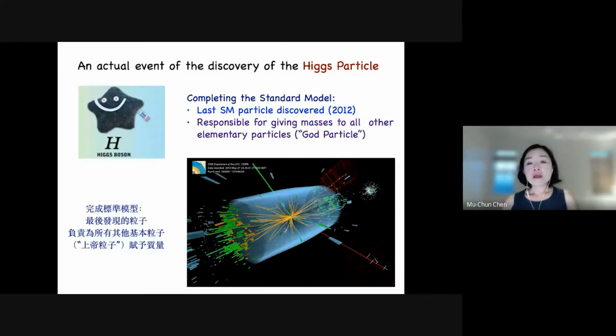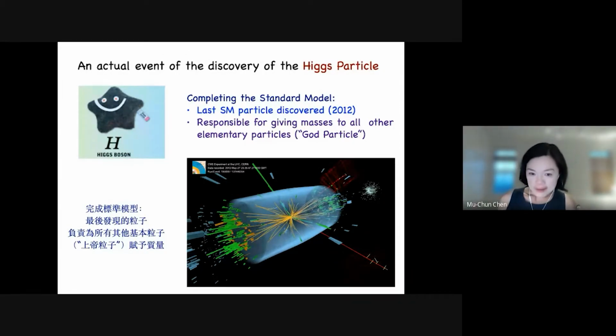Okay. And in addition, we have the so-called Higgs boson, which you might have heard of in the news in recent years. And this was actually the very last particle within the standard model that was discovered. Sometimes it is called the God particle, 上帝粒子, you may have heard of, because this is a particle that is responsible for giving masses to all the elementary particles.